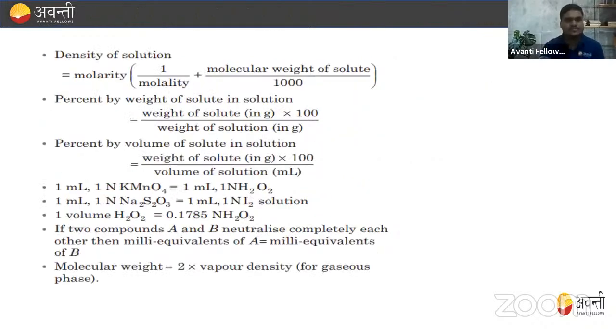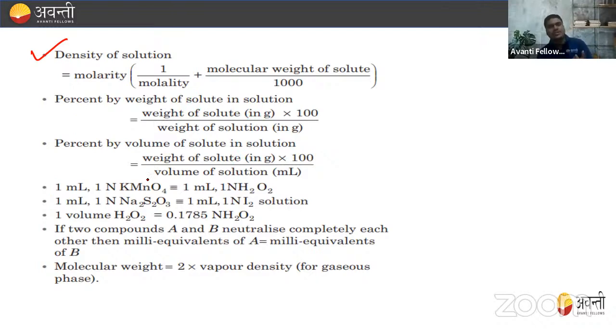Okay? Chalo. Now, here one important thing is the density of the solution. How are the density and the molality related to each other? If the density of the solution is given, then we can write density of the solution is equal to molarity into 1 upon molality plus molecular weight divided by 1000. Similarly, we can find the percentage by weight of the solute in the solution.